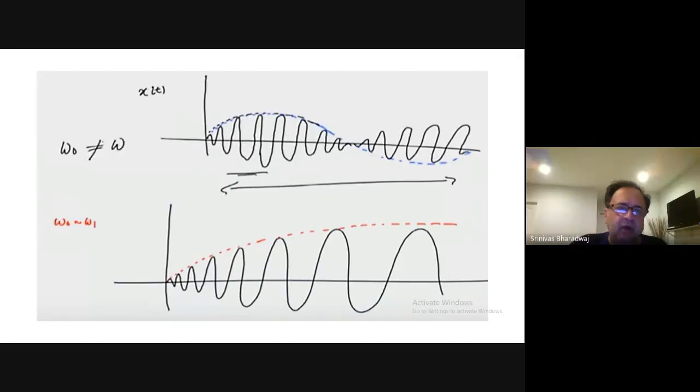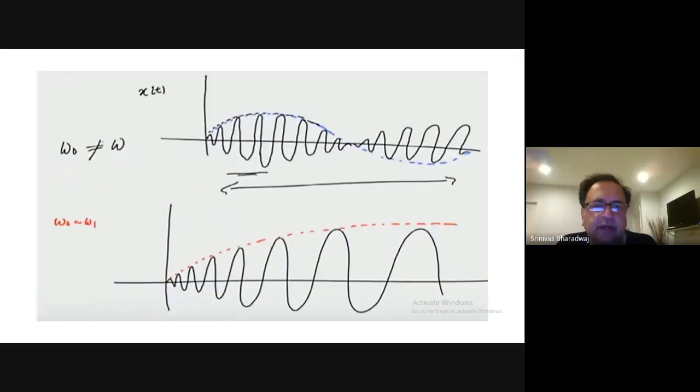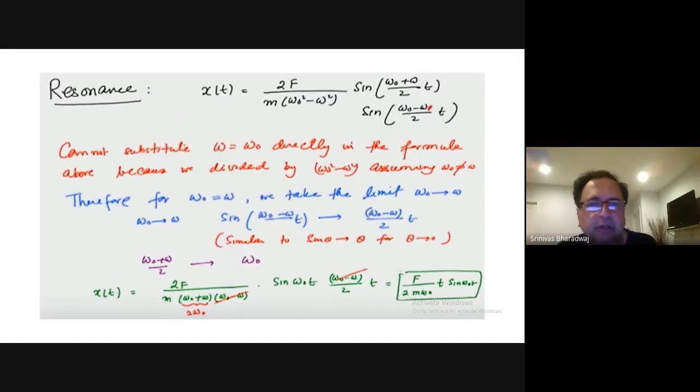Okay, so now when you have omega nearing omega naught, then you have this kind of a solution. Resonance happens when omega tends to omega naught. Typically, when it is close to omega naught, you end up with an envelope, and the envelope has its own omega. The damping goes on and then goes off. So that is the other case.